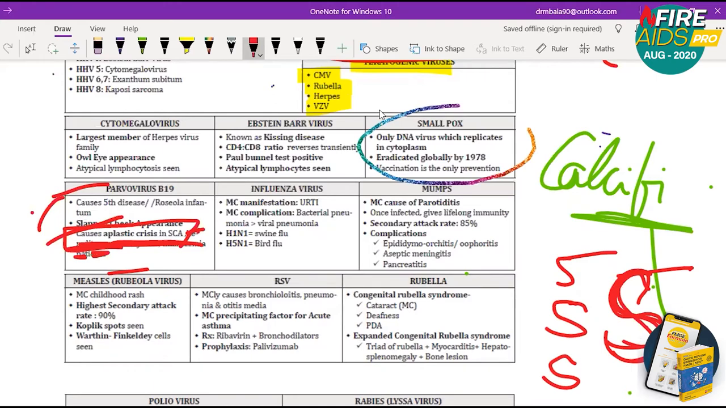Okay. Next is influenza virus. Influenza virus most commonly manifests as upper respiratory tract infection, but of the complications, bacterial pneumonia is the most common. H1N1 is swine flu, H5N1 is bird flu or avian flu.